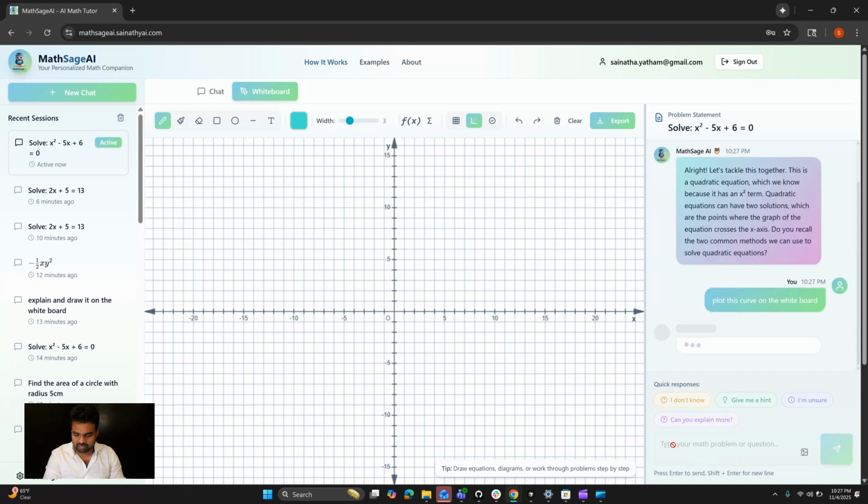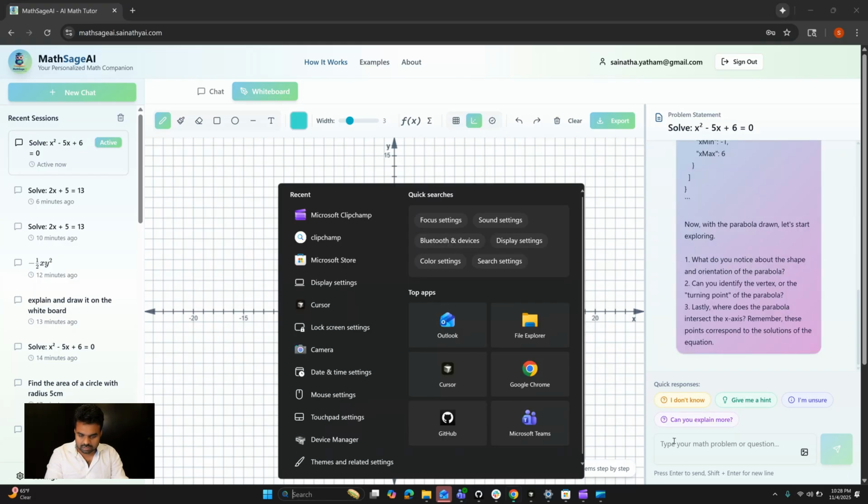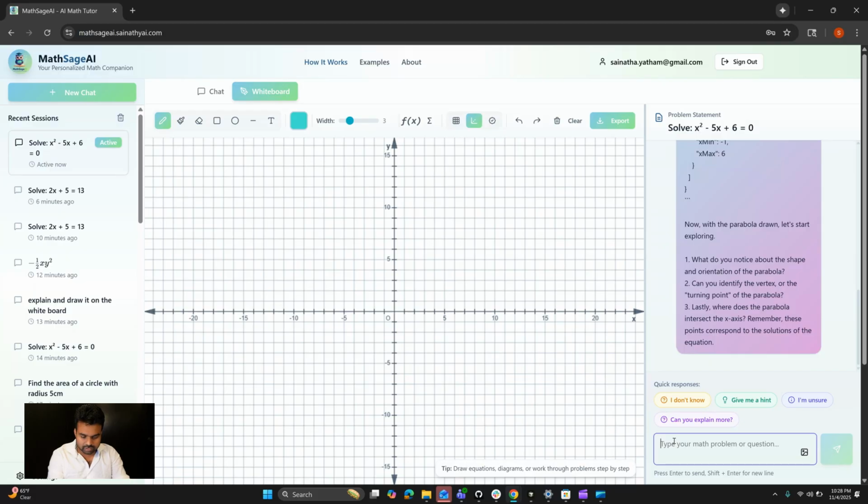Okay, I have asked it to plot. That should work. Okay, let's see what it comes up with, whether it's going to plot for us or ask us more questions before plotting. It's not set in stone. It's asking me more questions, so I want to see how it plots. Plot this on the whiteboard for me to solve the problem.